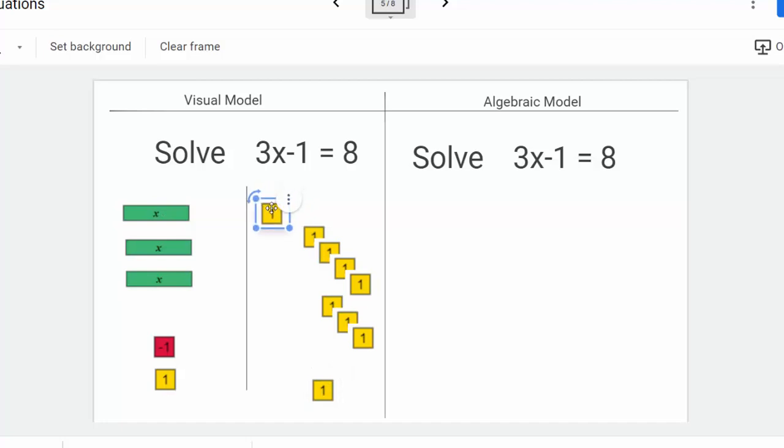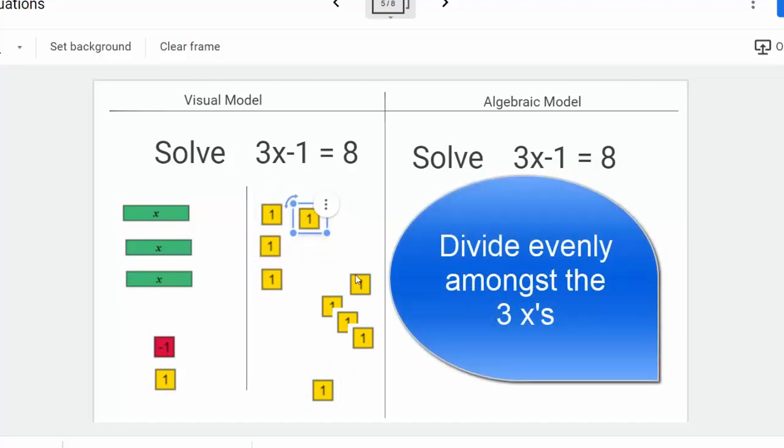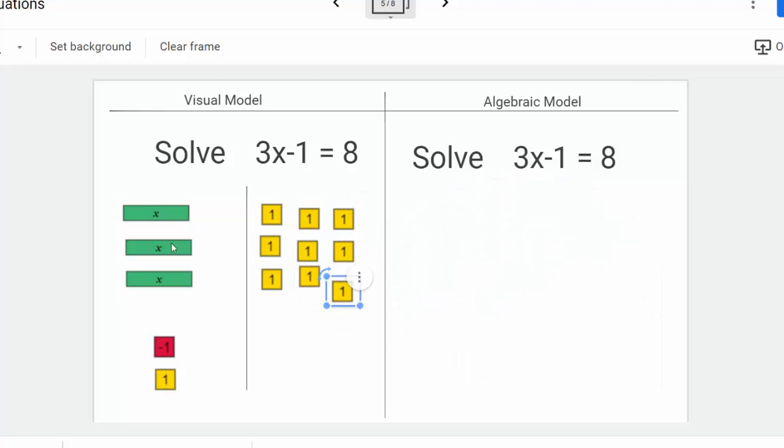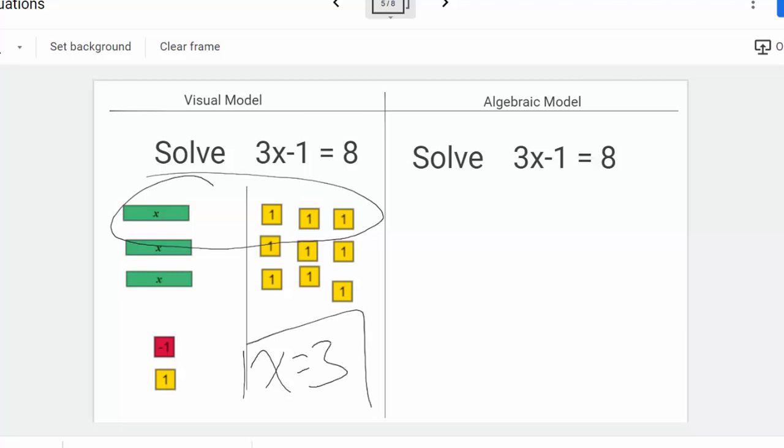And then I just have to distribute them evenly, or divide them evenly, between the 3 x's. So I'm going to go ahead and divide these up and see what I'm left with. And I'm left with 3x is equal to 9, or each x is equal to 3. So I'm just going to circle that. Each x is worth 3, so I'm left with x equals 3, and I like to put a box around it.